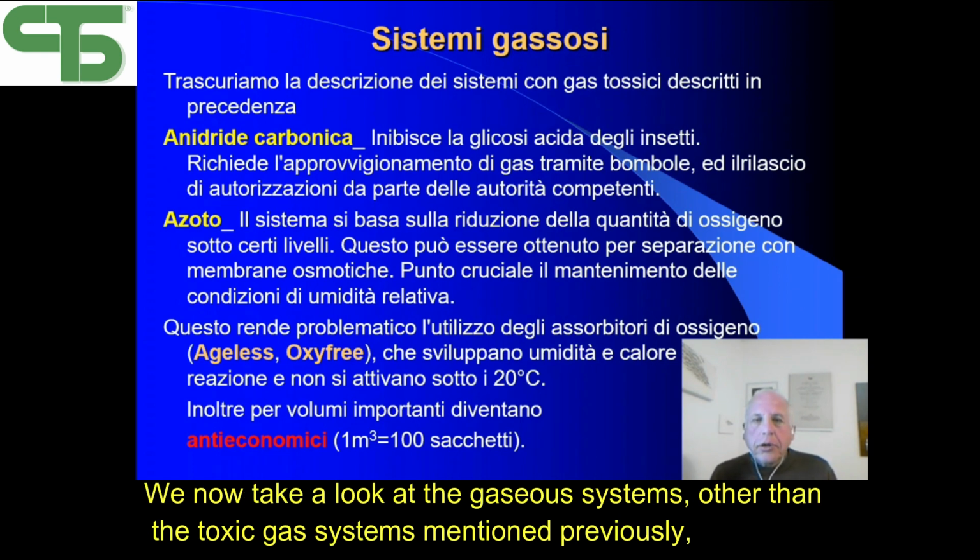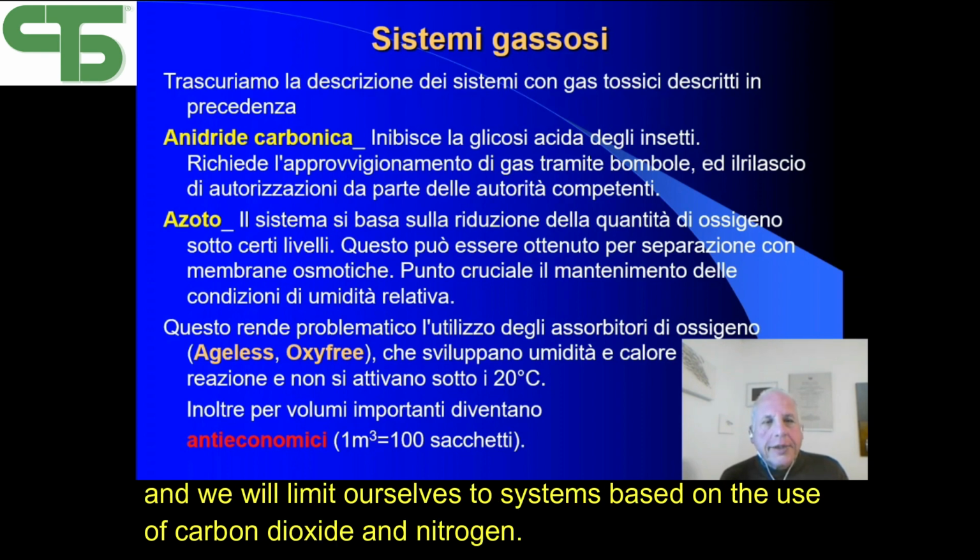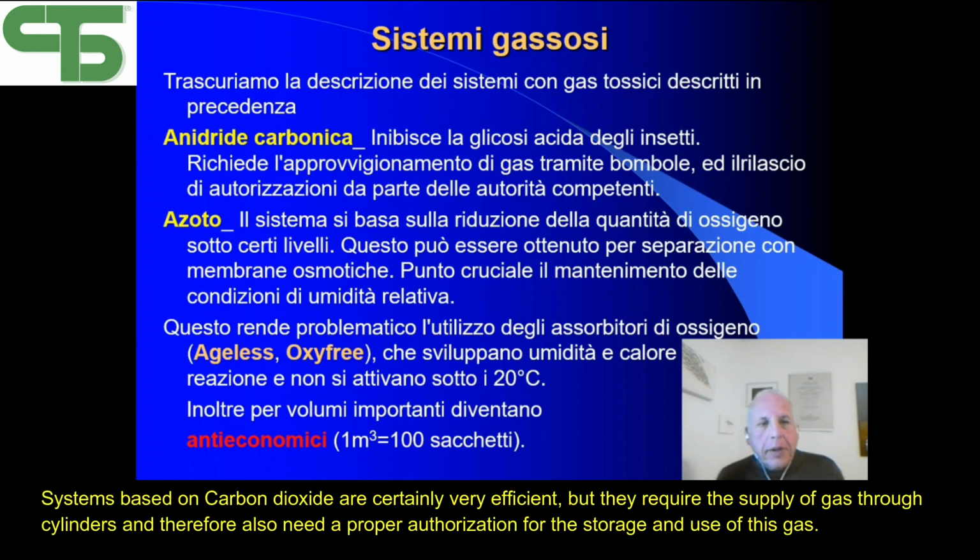Now we take a look at the gaseous systems other than the toxic gas systems mentioned previously, and we will limit ourselves to systems based on the use of carbon dioxide and nitrogen. Systems based on carbon dioxide are certainly very efficient, but they require the supply of gas through cylinders, and therefore also need proper authorization for the storage and use of this gas.